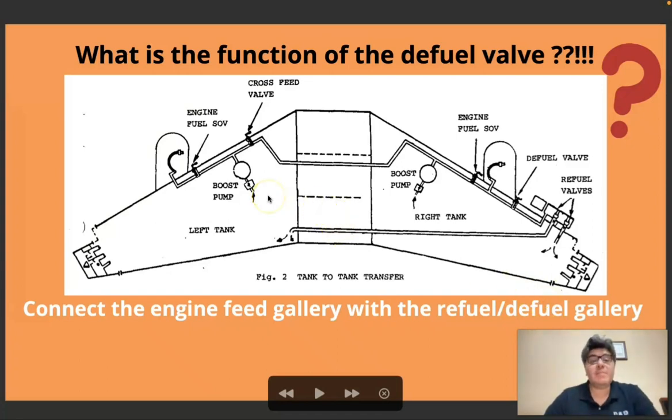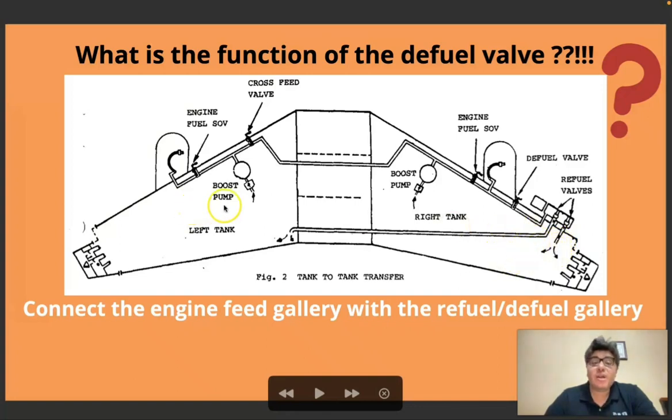For example, we need to transfer fuel from the left tank to the right tank. From the left tank, we operate the left boost pump in order to push fuel into the left gallery, and then we open the cross-feed valve. So the fuel will go like this into the engine feed gallery, and of course the right-hand engine fuel low pressure valve is closed. So we need to open the defuel valve in order to allow fuel to go to the refuel gallery. And by opening the right refuel valve, fuel will go into the right tank.